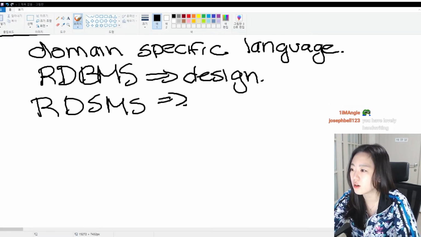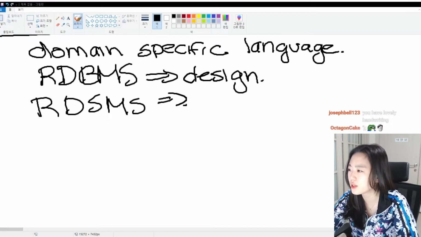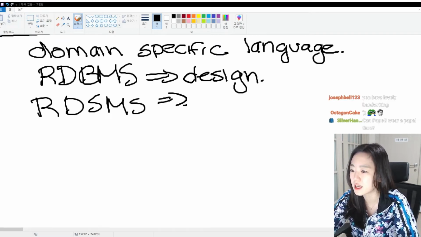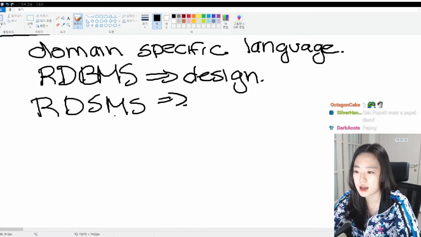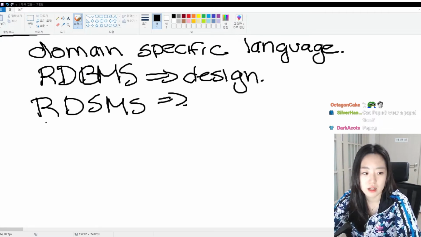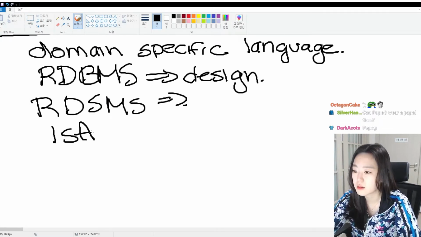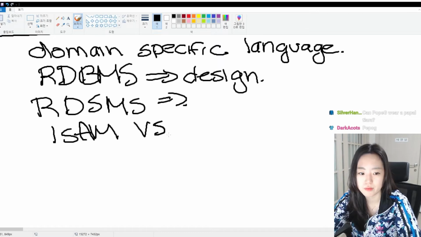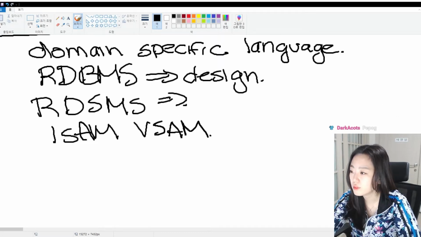So SQL offers two main advantages over older read-write APIs such as ISAM and VSAM. So who knows what ISAM or VSAM is? Firstly, it introduced the concept of accessing many. I've never heard of them either.